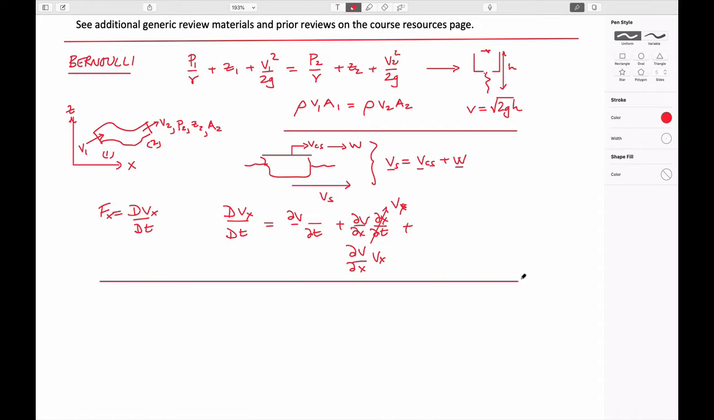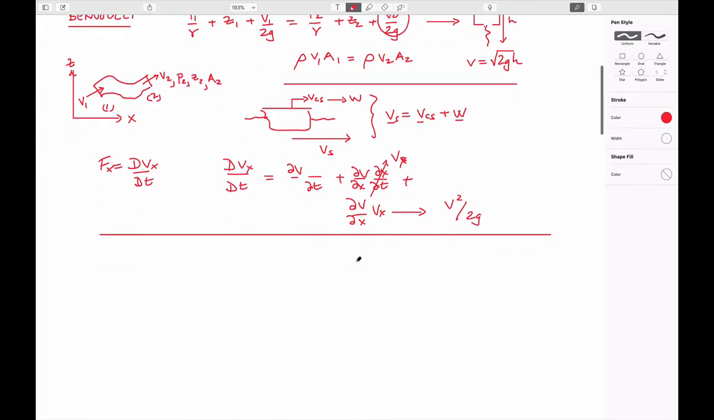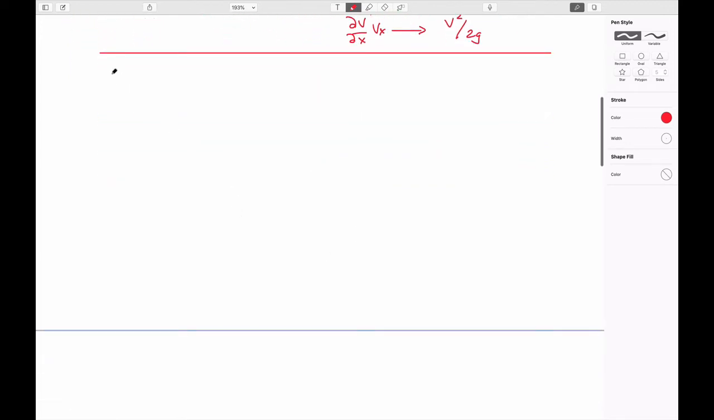But regardless, because Bernoulli works on a convective acceleration, of course this is the term that goes to being the v squared over 2g term in Bernoulli. And so this is the convective acceleration. We talked about conservation of mass.